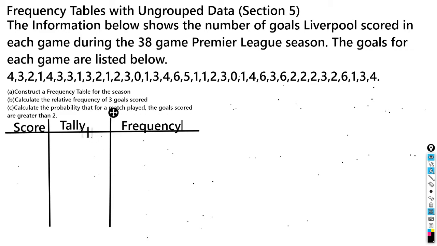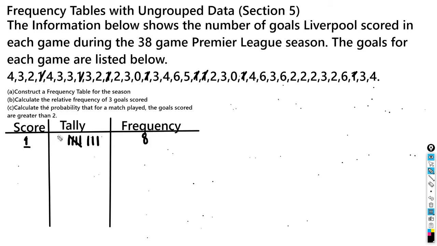Okay, so once we have the tally, the score, and the frequency, then all we really need to do is write them, right? Let's start from number 1. For score number 1, we're going to cross out all the ones: 1, 2, 3, 4, 5, 6, 7, 8. So the tally comes up to 8, and the frequency is 8.